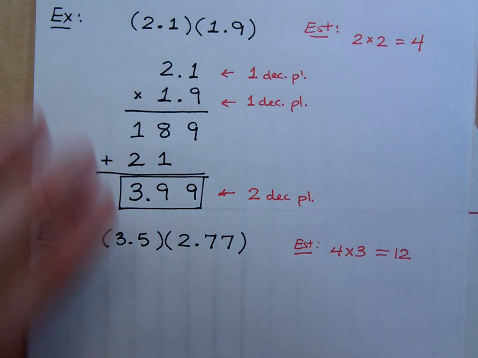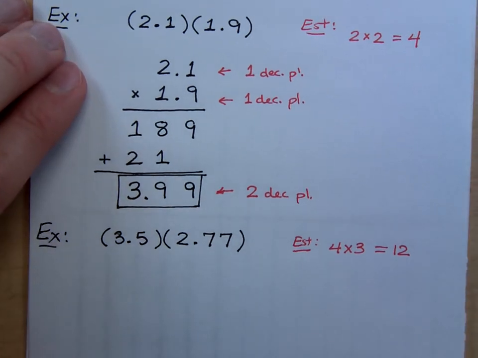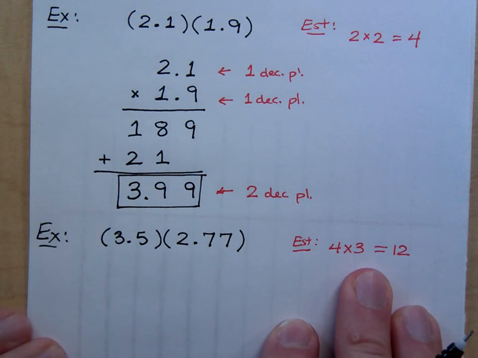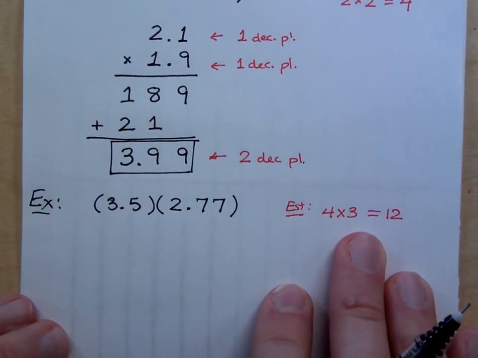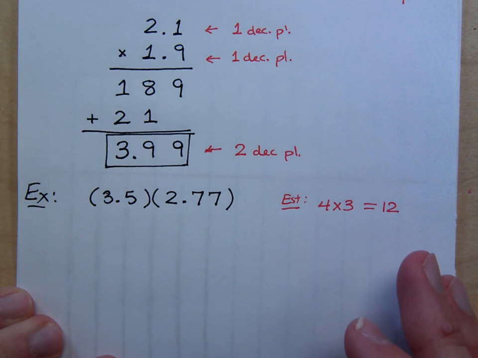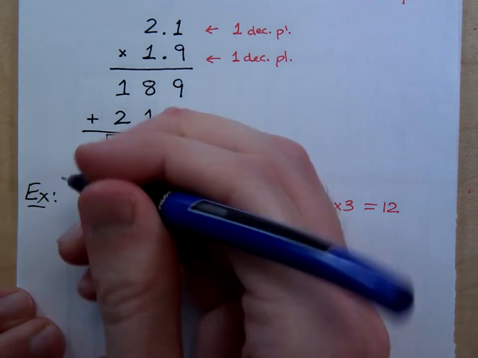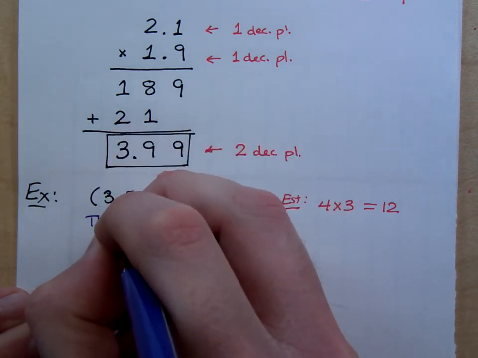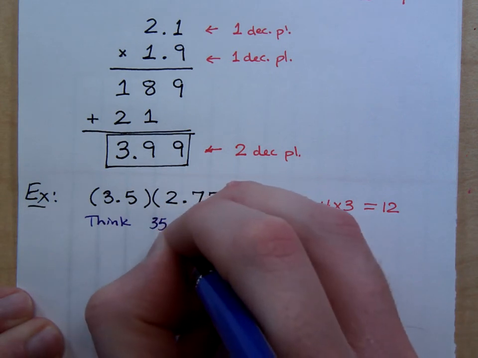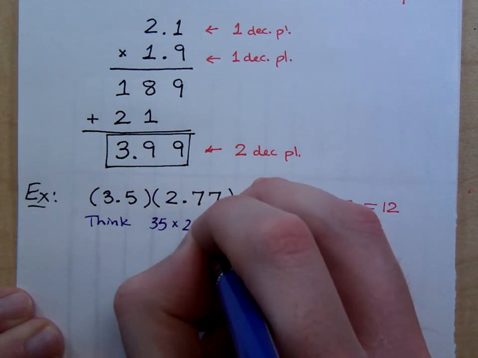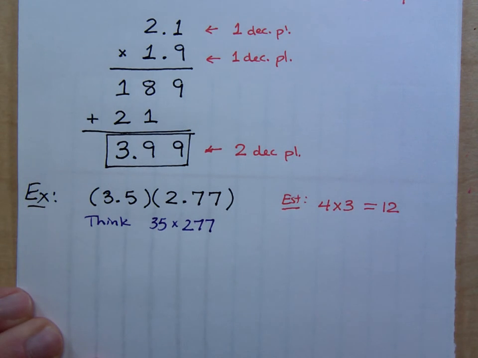When I do the multiplication, do I line up my decimals? Yes. No. What you want to do is multiply as though there are no decimals. This is what you need to be thinking. Think about this as 35 times 277. If I ask you to multiply 35 times 277, how would you do that? How do you set it up?